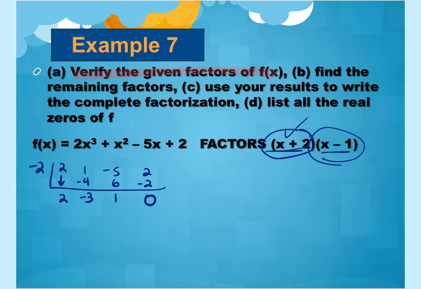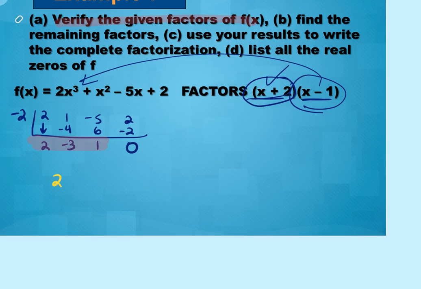Now, I can either go back to the original one and use x minus 1 or positive 1 on the outside and show that it's also 0. Or I can take the quotient I just got from here and use that as your coefficients and then use the positive 1 on the outside. Bring down the 2, multiply it, put it in the next column, add it, multiply it, put it in the next column, add it.